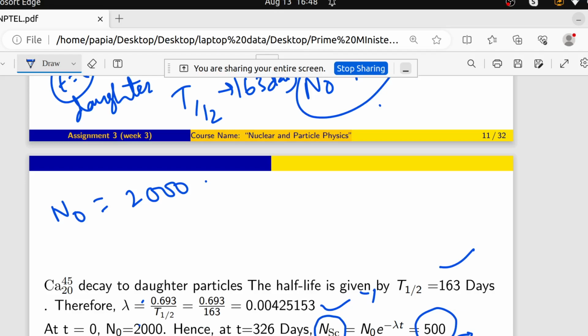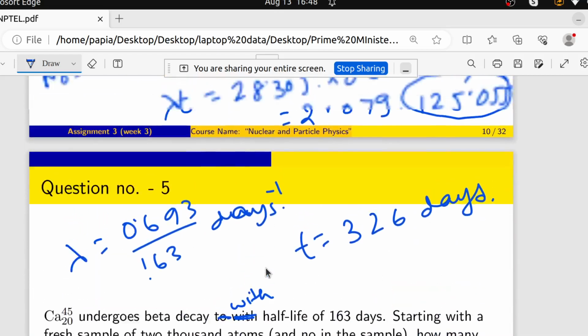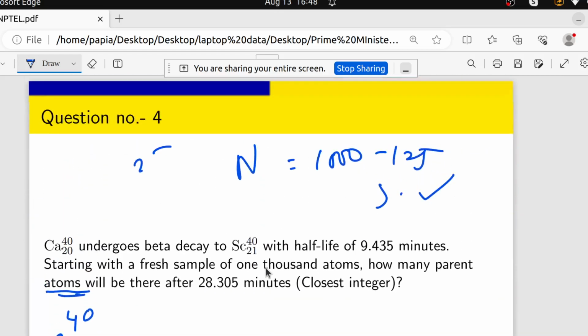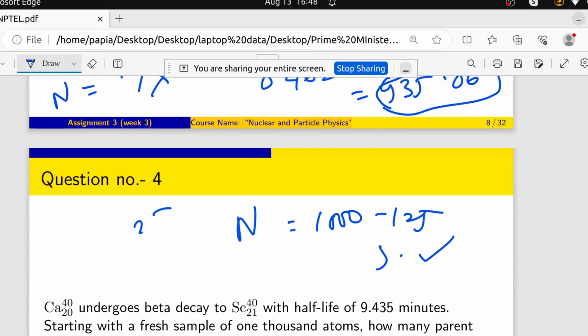Okay, so this is the question answer. The number of remaining particles is 1500. Very similarly, if I calculate the fourth one also, you can see that calcium undergoes beta decay to scandium with a half-life, starting with a fresh sample of 1000.